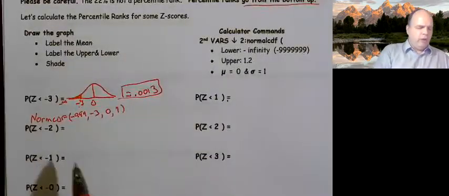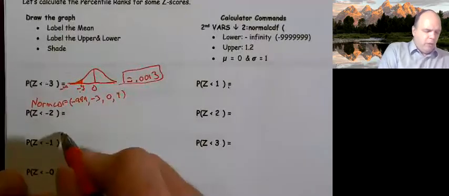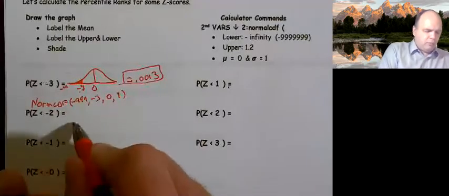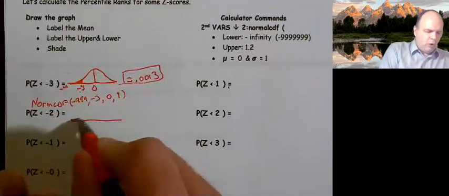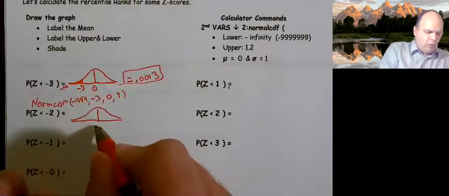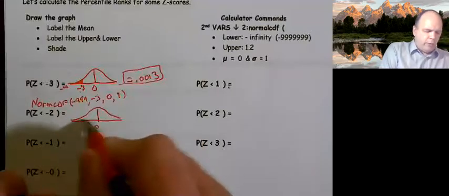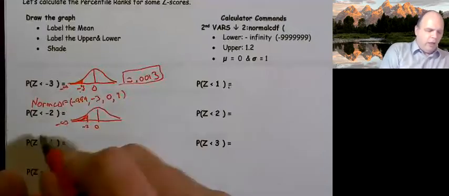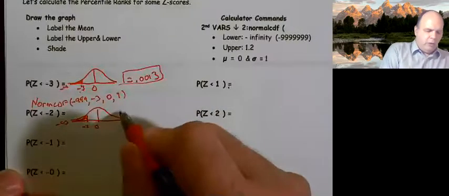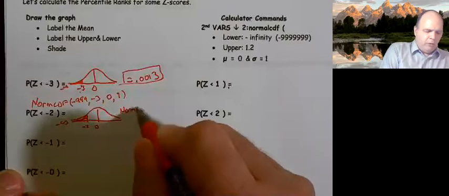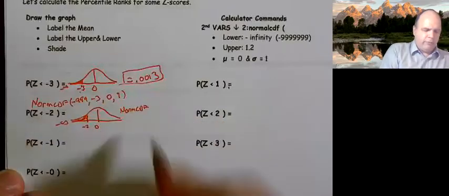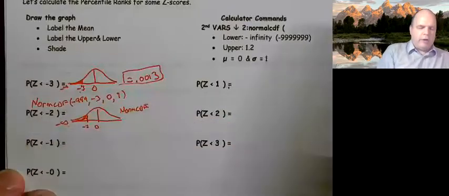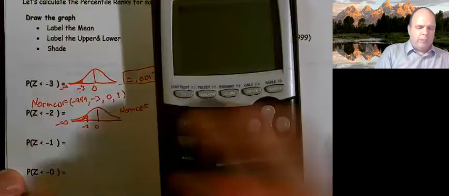The next one is z less than -2. Well, once again, my mean is 0. We're on the negative side, so we're below 0. So I'm just going to put this at -2. I'm shading this way. This is negative infinity. And once again, we have a norm CDF.